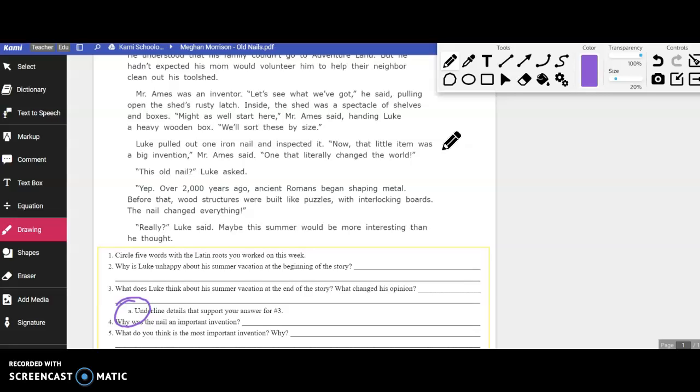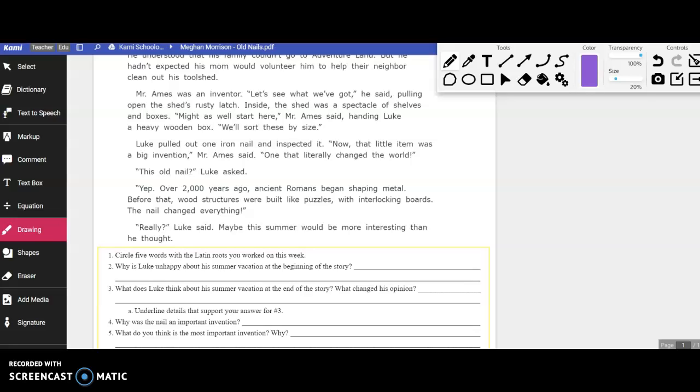For number 3, you do have to underline. Also, notice it says, what does Luke think about his summer vacation at the end of the story, and what changed his opinion? So answer both parts. The last 2 is thinking about inventions. First, the nail, which this story is talking about. Why was the nail an important invention?